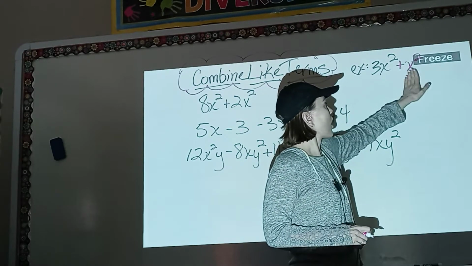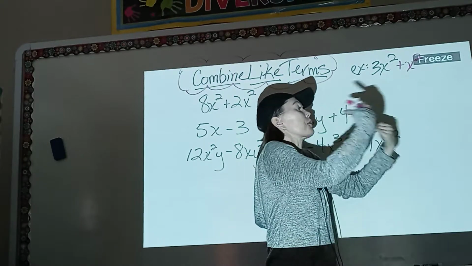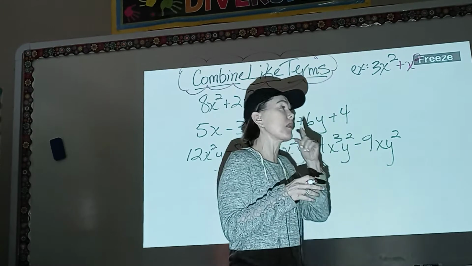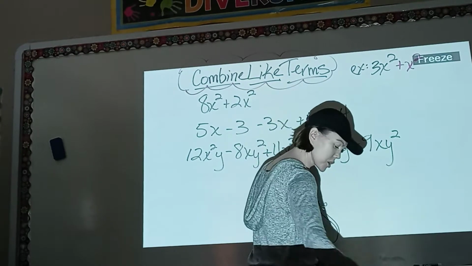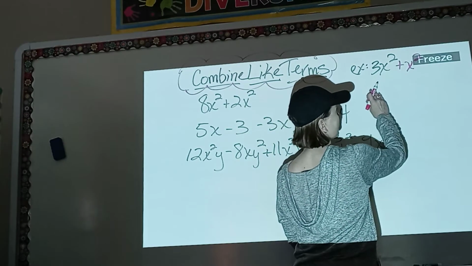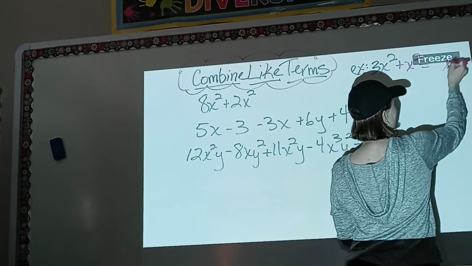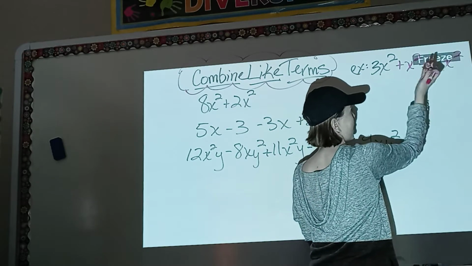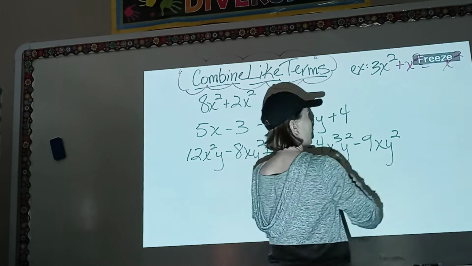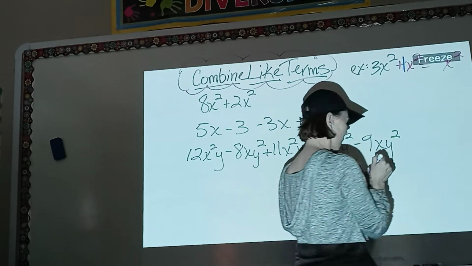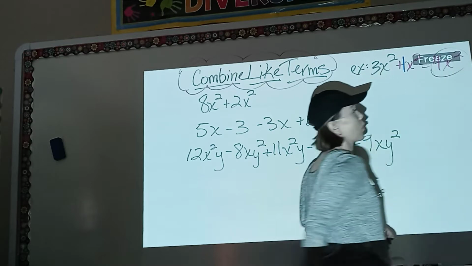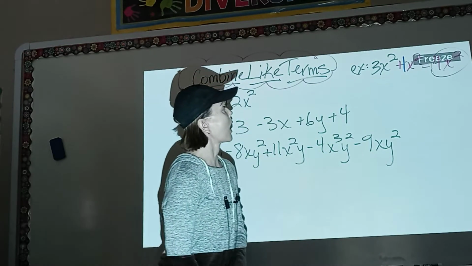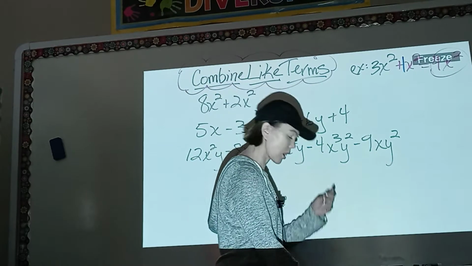So these are like terms, so therefore I could combine them, and we always do what's in front of the term. That's addition. So we would bring over our x squared, and 3 plus 1, even though it's not there, you know there's a 1 there. So 3 plus 1 is 4, and our final answer would be 4x squared. Yes, I'm writing on the screen, whatever, go with it.